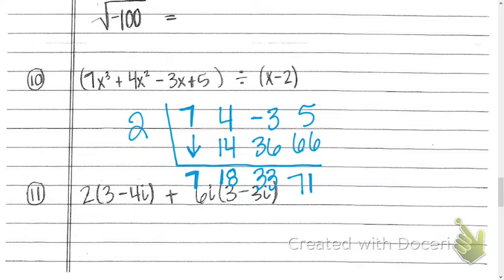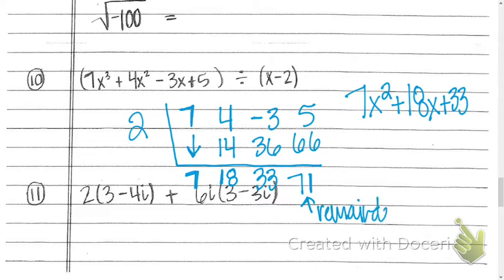So we're going to start with an x squared. I'm just going to write my numbers in the bottom in order. So I have a 7x squared plus 18x plus 33. Now, I'm out of x's and I'm out of constants. So, 71 is my remainder.